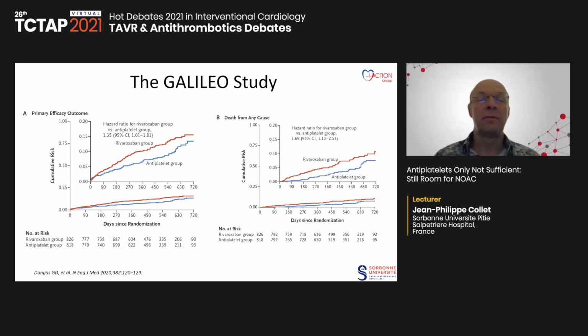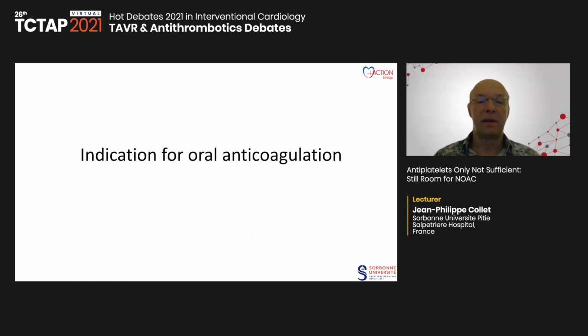And I would like to remind all the audience that if we look at the Atlantis Trial in the IF population at very high risk and deemed non-suitable for VKA, apixaban was much better than aspirin alone to reduce thromboembolic events with a similar safety profile. So we should have more data on this specific setting.